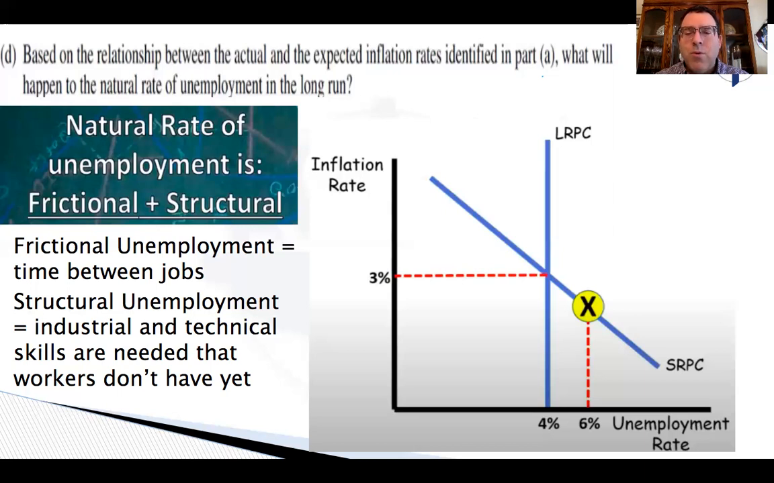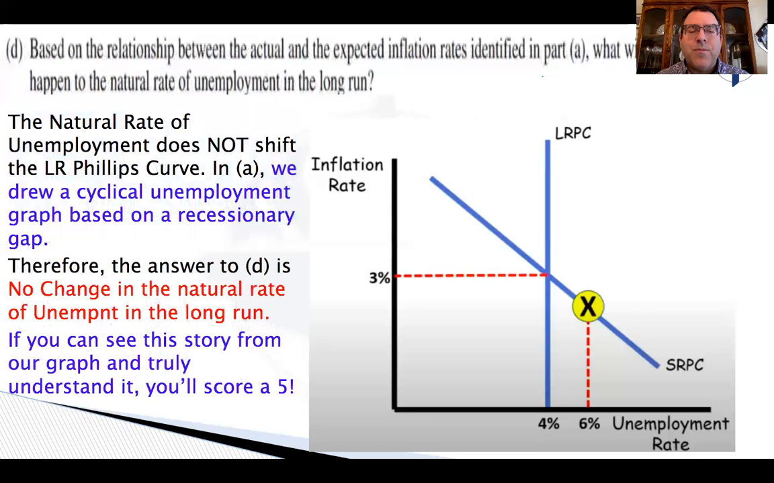So you don't move the long run Phillips curve just because you have a condition that people are looking for a job or some workers don't have skills that are necessary and they have to be retrained. Those two conditions, which are natural rates of unemployment, do not move the long run Phillips curve. It stays exactly where it is. Therefore, the answer to this question is no change in the natural rate of unemployment.